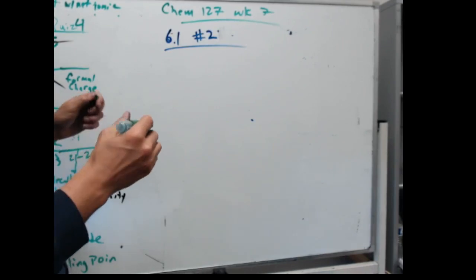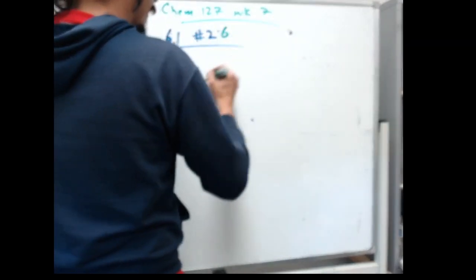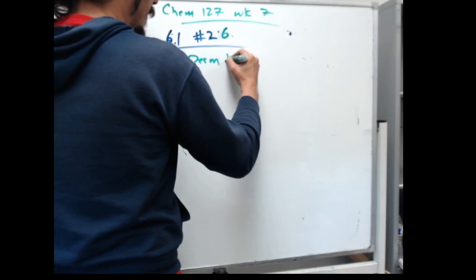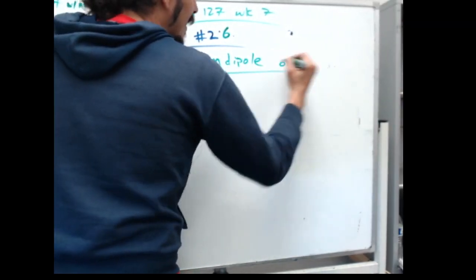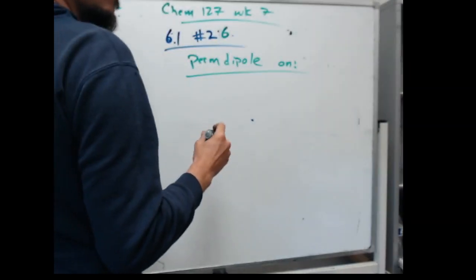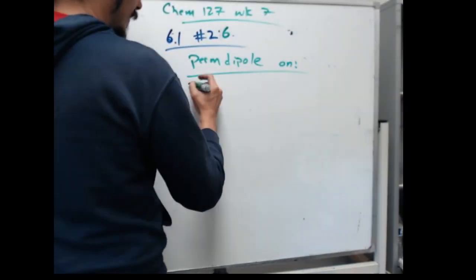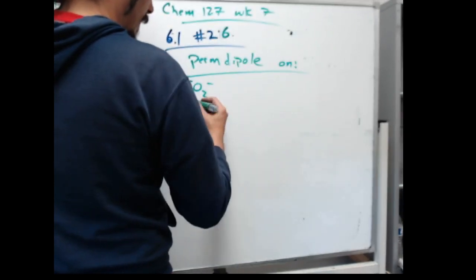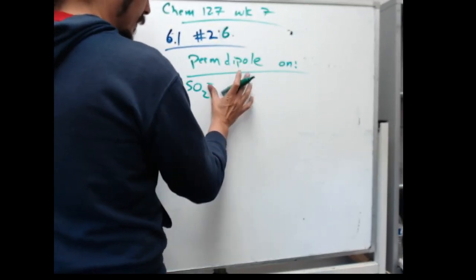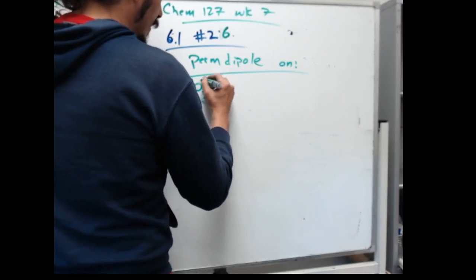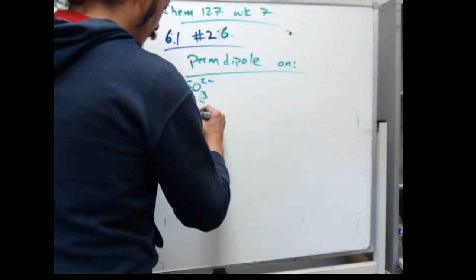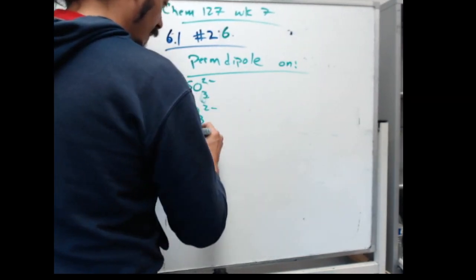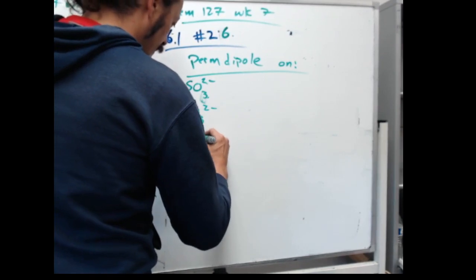What is number 26? It's asking about the permanent dipole moments, like which ones are polar. There's SO3 2 minus, CO3 2 minus, and PO4 3 minus.